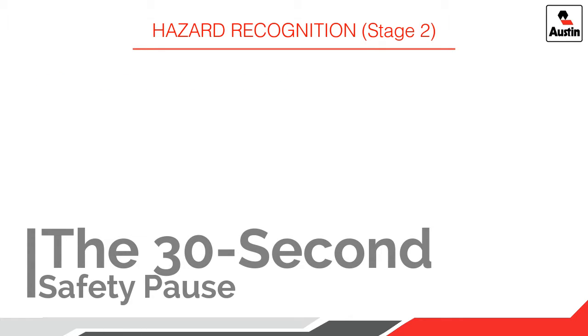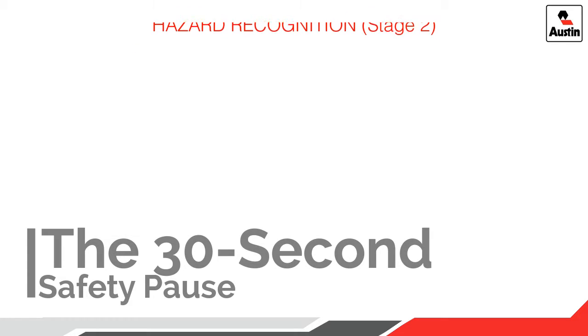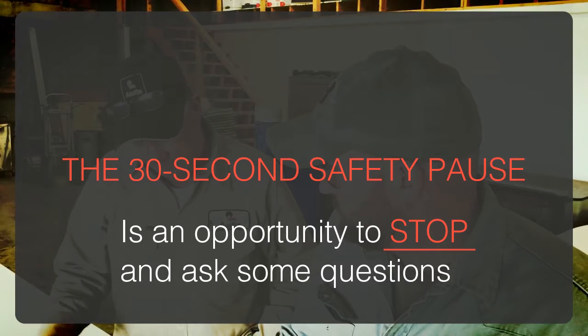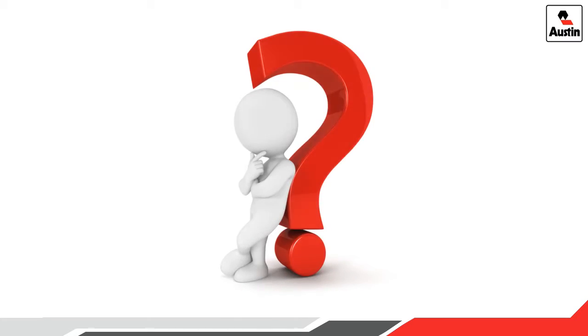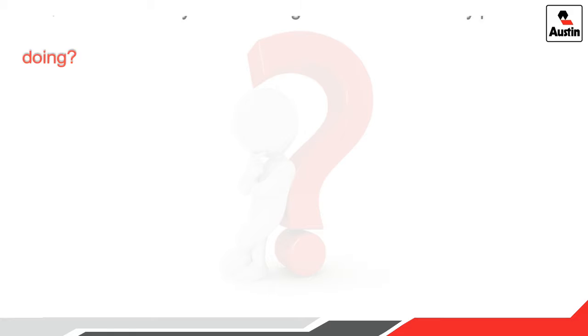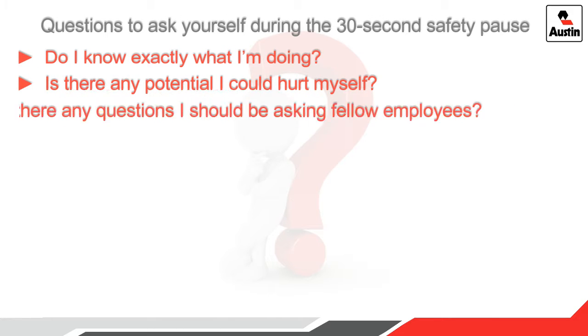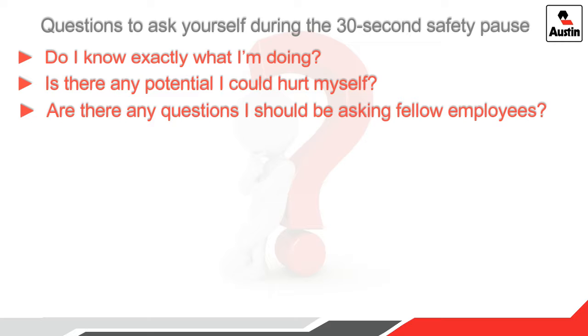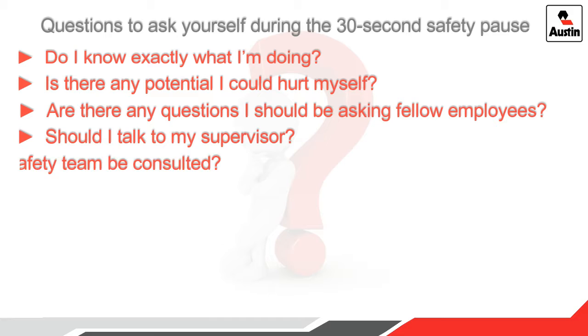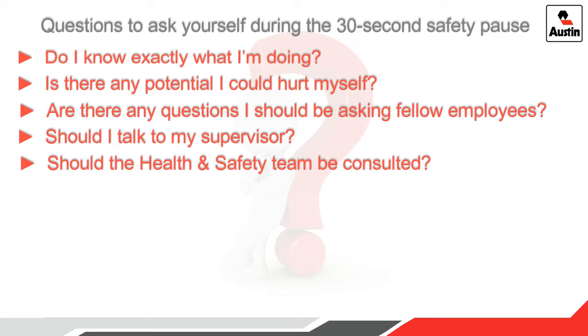Before starting any new task, regularly throughout your task, or when you encounter a problem, the 30-second safety pause is an opportunity for you to stop and ask yourself some of the following questions. Do I know exactly what I am doing? Is there any potential that I could hurt myself? Are there any questions that I should be asking fellow employees? Should I talk to my supervisor? Should the health and safety team be consulted?